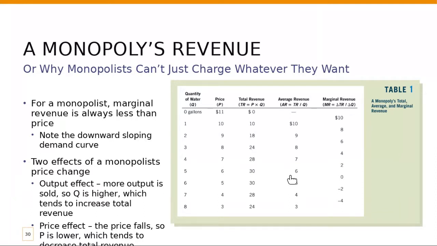So if we look over at table 1, and let's pop in and zoom here, what we can see is an example of how as the firm lowers its prices, it is increasing its total revenue.